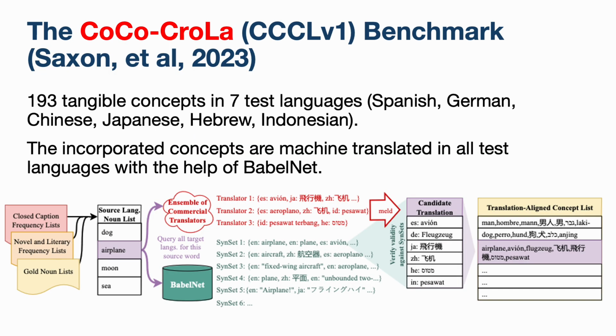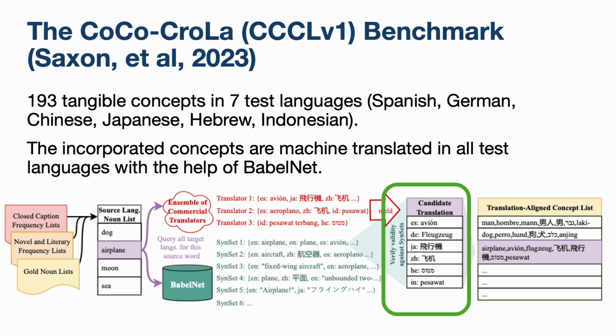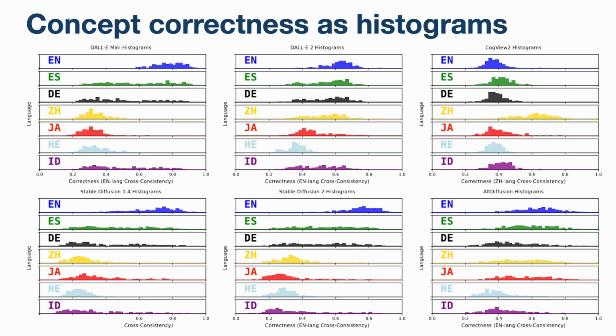We scale up this test using an automated translation process because we want to test languages that I don't speak. So we produce a list of 193 tangible concepts in 7 test languages: Spanish, German, Chinese, Japanese, Hebrew, and Indonesian. What we do is we take a source list of tangible nouns that we expect to be well represented in all of them. We use an ensemble of commercial translators to produce candidate translations, which we then use a multilingual knowledge graph called BabelNet as a consensus mechanism to get our candidate translation list. This gives us these features for concept correctness that can be organized as histograms.